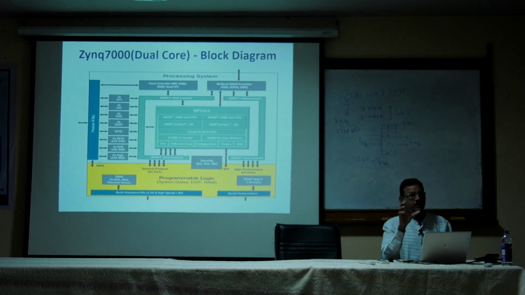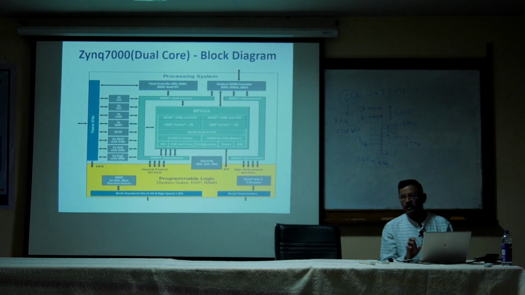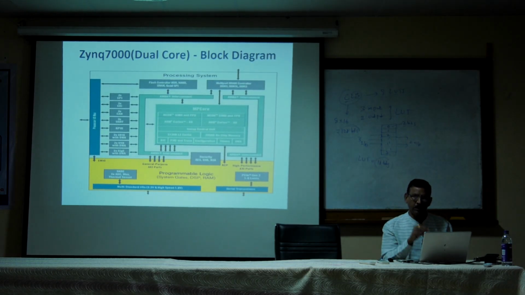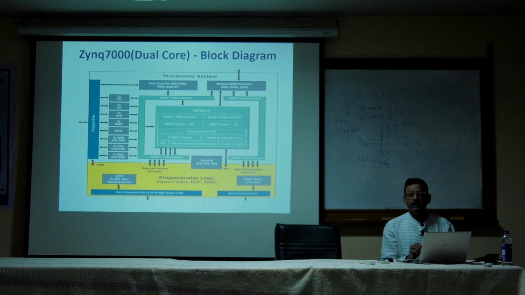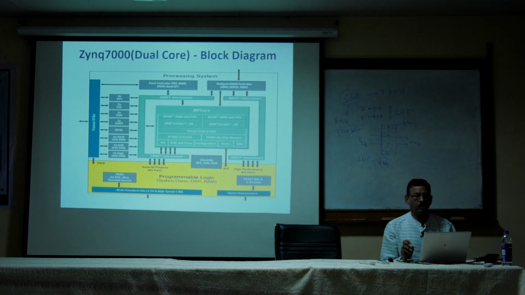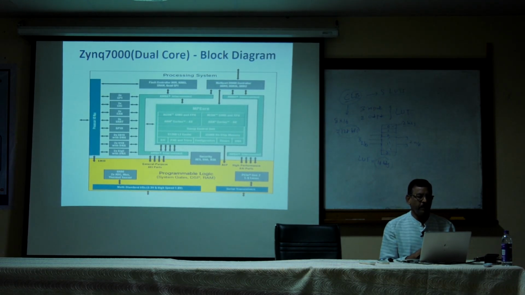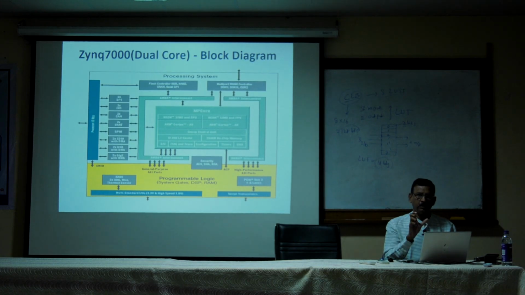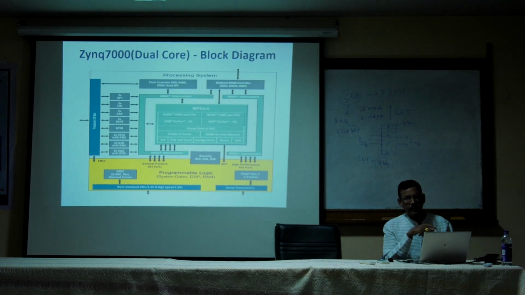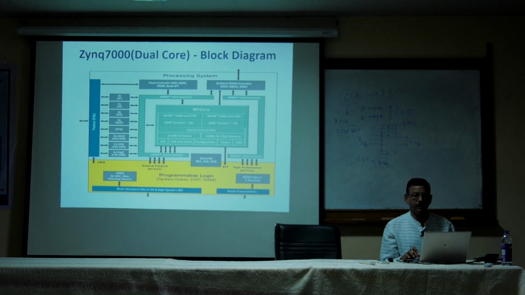System means the processor is present here, along with memory, a memory interface, and on-chip cache memory. We can connect external memory, DDR memory. Plus FPGA fabric, all interfaces, the processing system, as well as the memory are present. That's why we call this an SoC, system on a chip. A complete system we can implement on this FPGA.